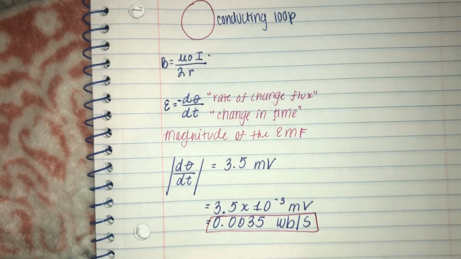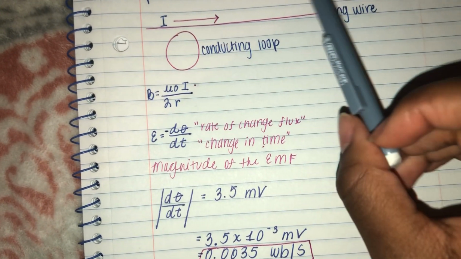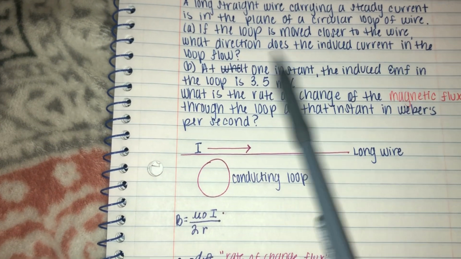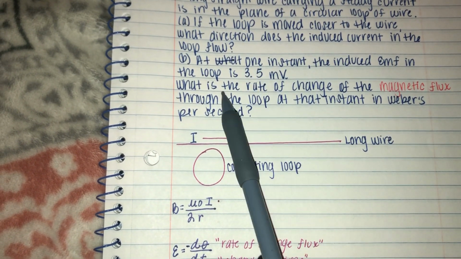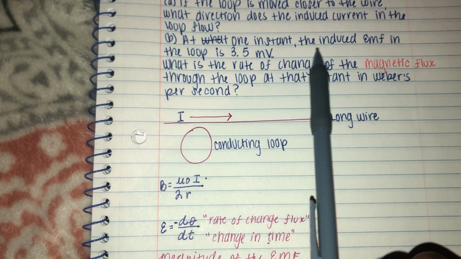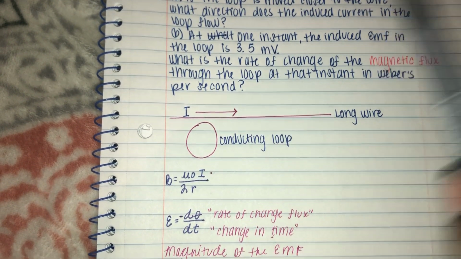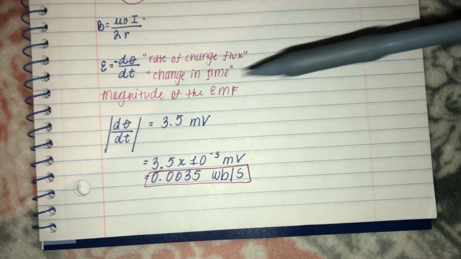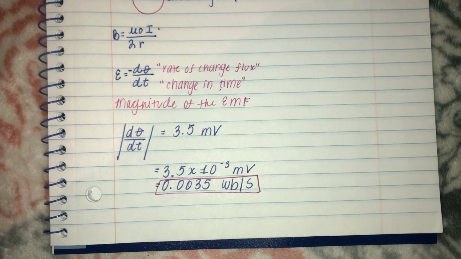So to answer the questions, A says if the loop is moved closer to the wire, what direction does the induced current in the loop flow? It was counterclockwise. And to answer B, at what instant the induced EMF in the loop is 3.5 millivolts, we're going to answer in Webers per second. It was 0.0035 Webers per second.